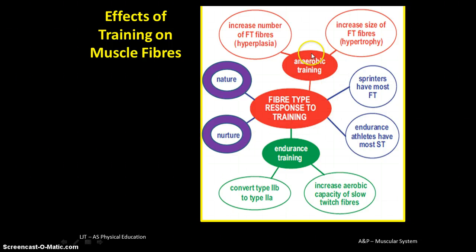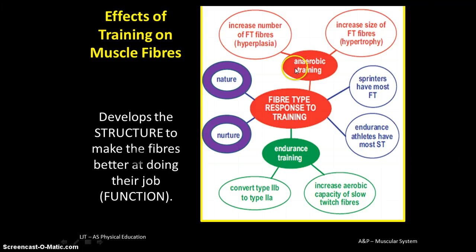So looking at anaerobic training first, if you do lots of sprint training, power training, strength training, you can increase the number of fast glycolytic fibres, which is called hyperplasia, and you can also increase the thickness of those fast glycolytic fibres. That's called hypertrophy. So you know that if you go to the gym a lot, you get bulkier muscles, and that's because your individual fibres have become thicker, which is called hypertrophy.